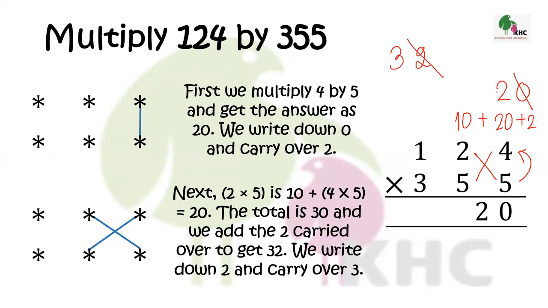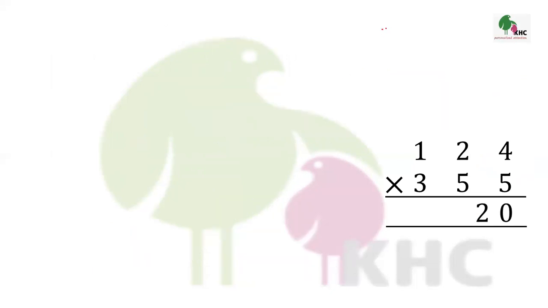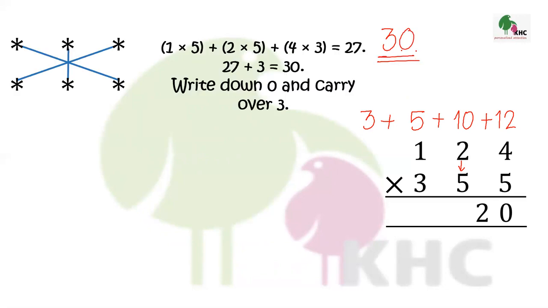Okay. The third step. Don't forget that you're carrying 3. Okay. Third step, cross multiply the end digits. So 5 times 1 is 5. This is multiplied vertically. 2 times 5 is 10. And 4 times 3 is 12. Now you're carrying that 3. When you add them together, how much do you get? So 5 plus 3 is 8. 8 plus 12 is 20 plus 10 is 30. Now again you got the answer as 30. So you write 0 and you carry 3.